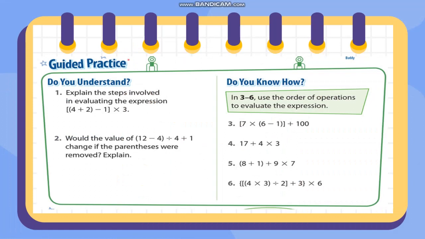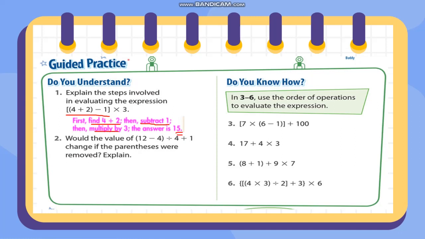Now, explain the steps involved in evaluating the expression. As you can see, when you evaluate this one, of course, you're going to find 4 plus 2 first because this is one group. Inside this one group, we have the parentheses and subtraction. Based on the order of operations, we need to evaluate first what's inside the parentheses, and what's inside the parentheses is addition. That's why you need to find 4 plus 2. Then after that, you're going to subtract 1. Then after you subtract 1, you need to multiply it by 3. So the answer is equivalent to 15.